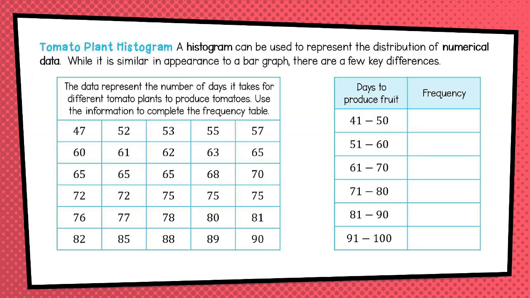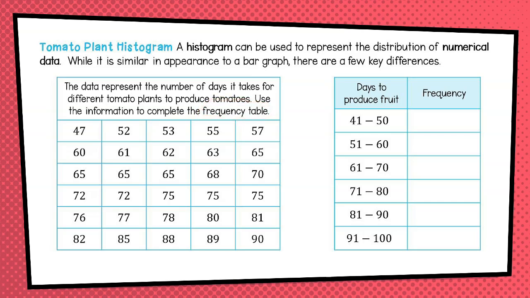All right, to get started, we're going to be looking at some model data. This is tomato plant data. In other words, all of these numbers in the data table represent the number of days it takes for different tomato plants to produce tomatoes. We're going to use this information to complete what is referred to as a frequency table.